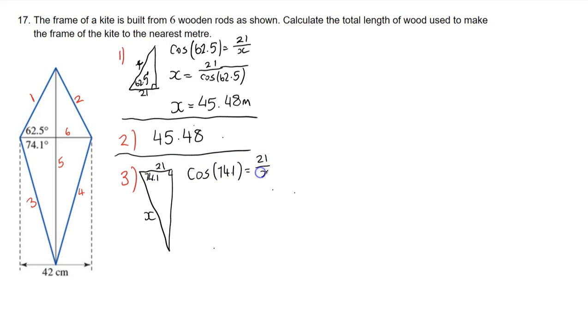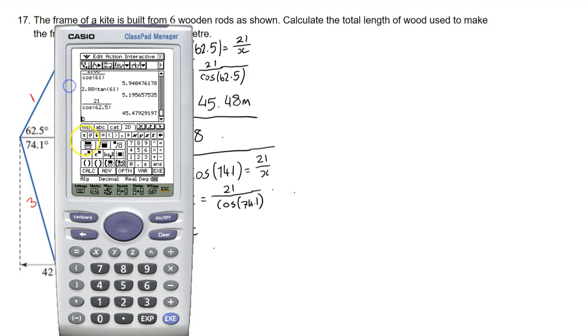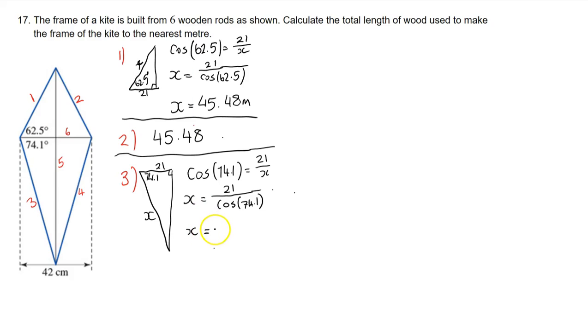Adjacent over hypotenuse. Again, my variable's on the bottom, it's down under, so we're going to switcheroo. 21 over cos 74.1. Okay, and that goes in my calculator. So 21 over cos 74.1 is 76.65.